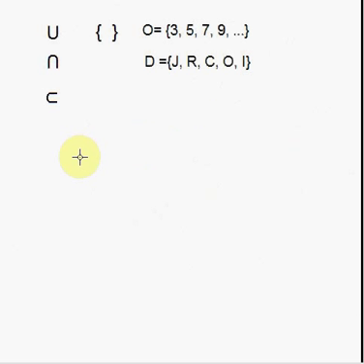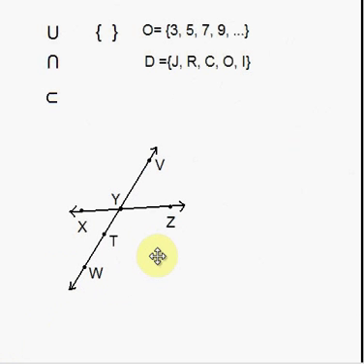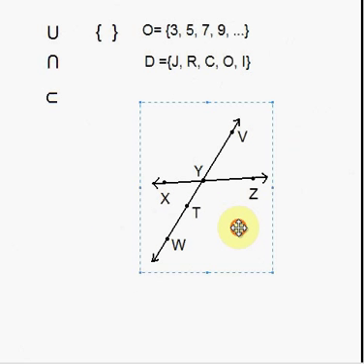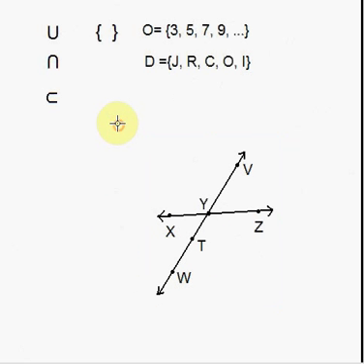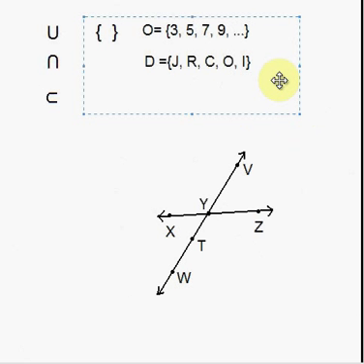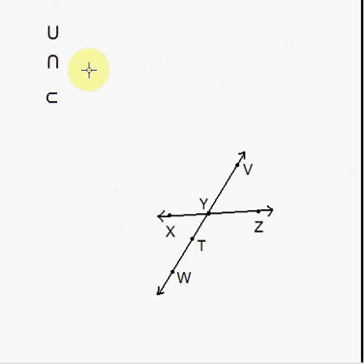Okay, now when we're talking geometrical terms like lines and points and rays and things like that, we also talk about these sets, things that intersect and things that are union. Okay, so take a look at this diagram right here. Now remember, this is union, this is intersection, and this is subset.